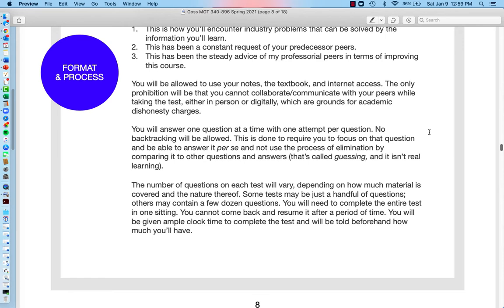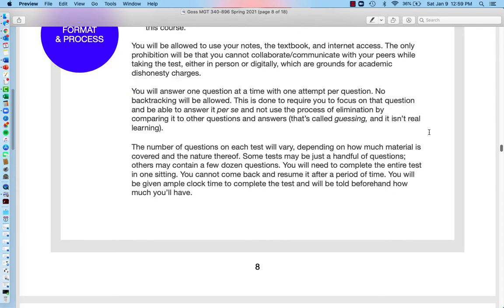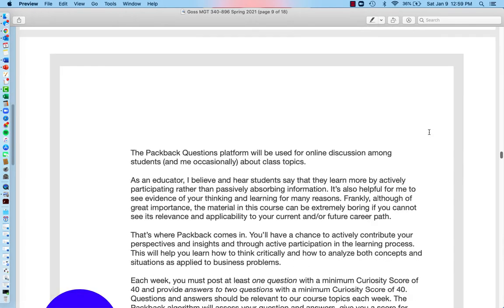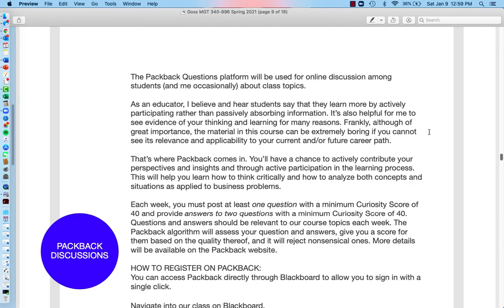But you have to complete the entire test at once. You can't come back and resume it at a certain point in time. Once you start, you must stop. But you will have a very ample amount of time to complete and do what you need to do.